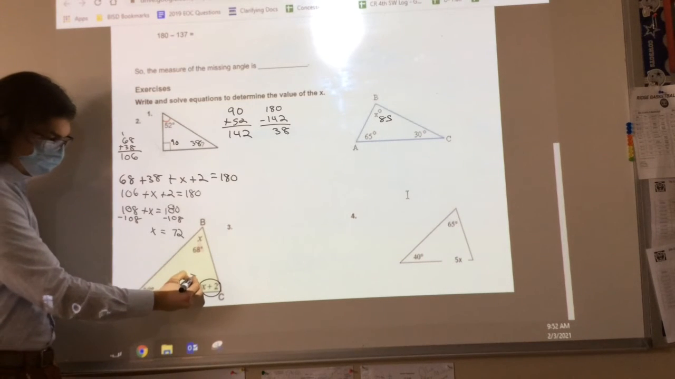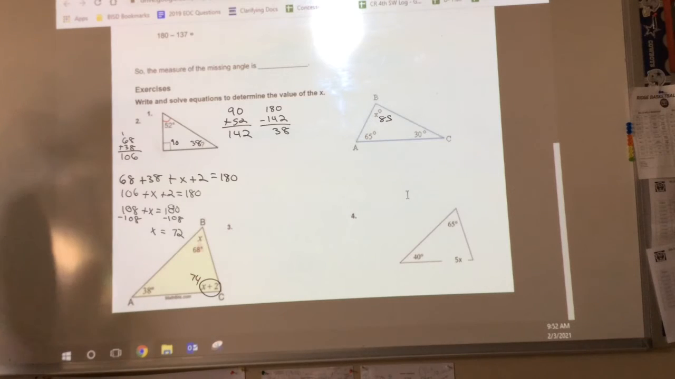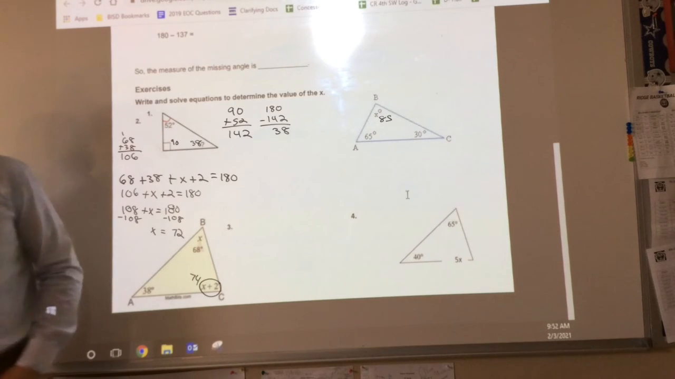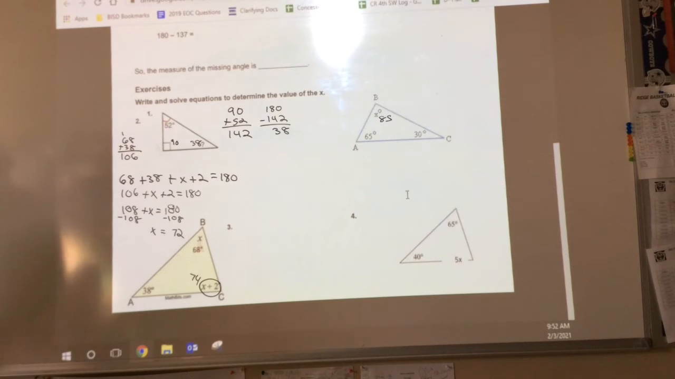So what does this angle actually equal? 74. Now let's check our work. How could I check to see if we did this correctly? What could I do, Jackson? Add them all together. So I want you to add these together now: 68 plus 74 plus 38. It equals 180? Yeah.